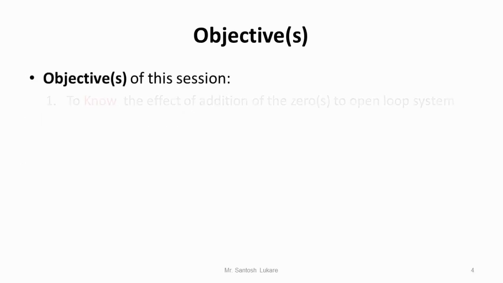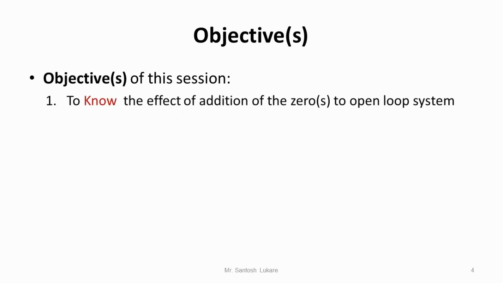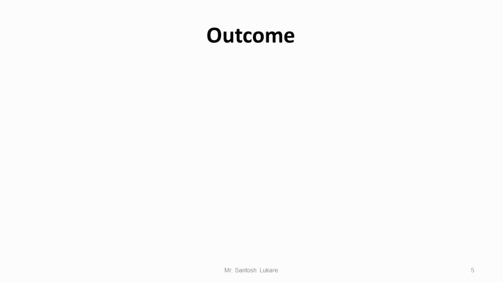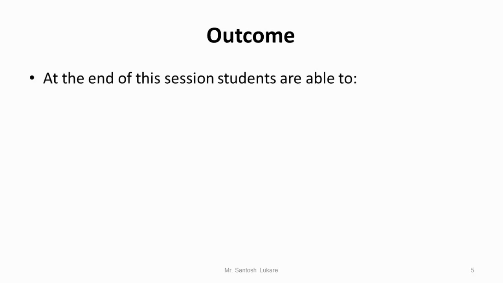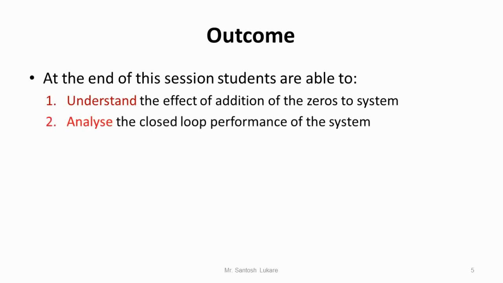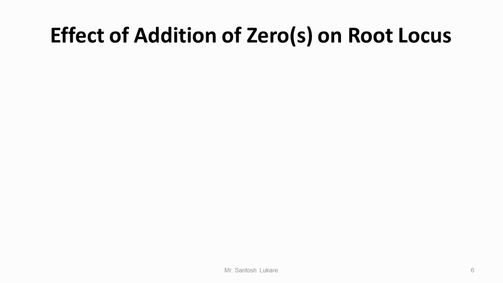The objectives of this session are to know the effect of addition of zeros to the open loop system, and to study the change in the closed loop performance of the original system and its modified version. Outcomes: at the end of this session, the students will be able to understand the effect of addition of zeros to the system and also analyze the closed loop performance of the system.